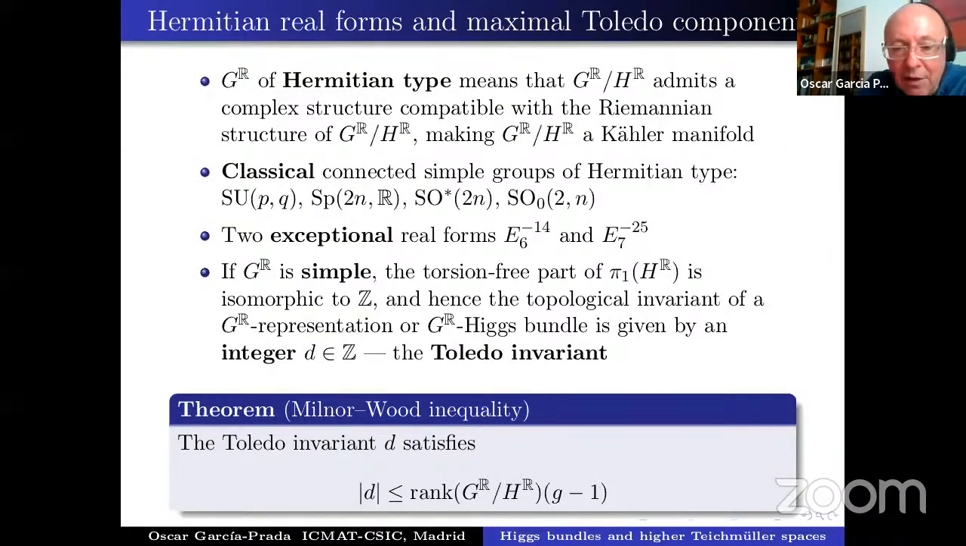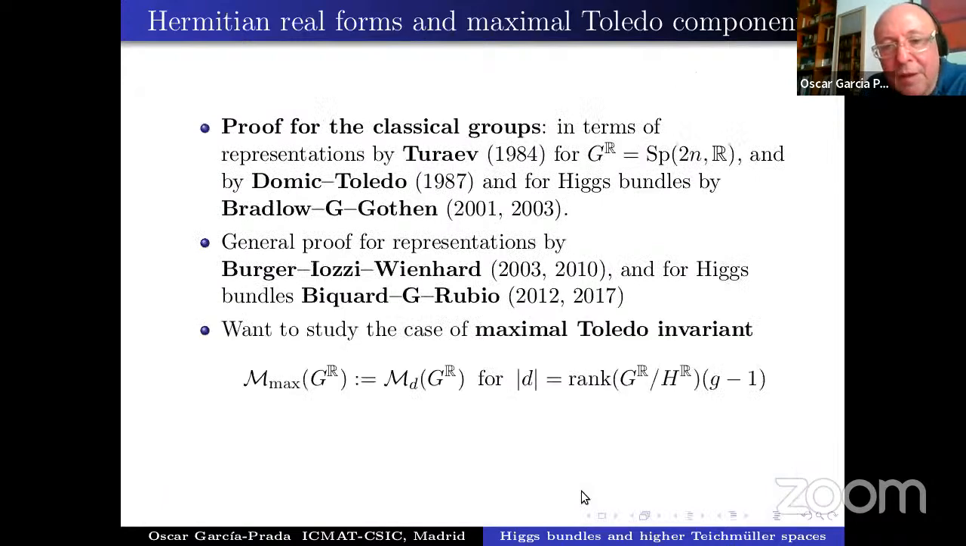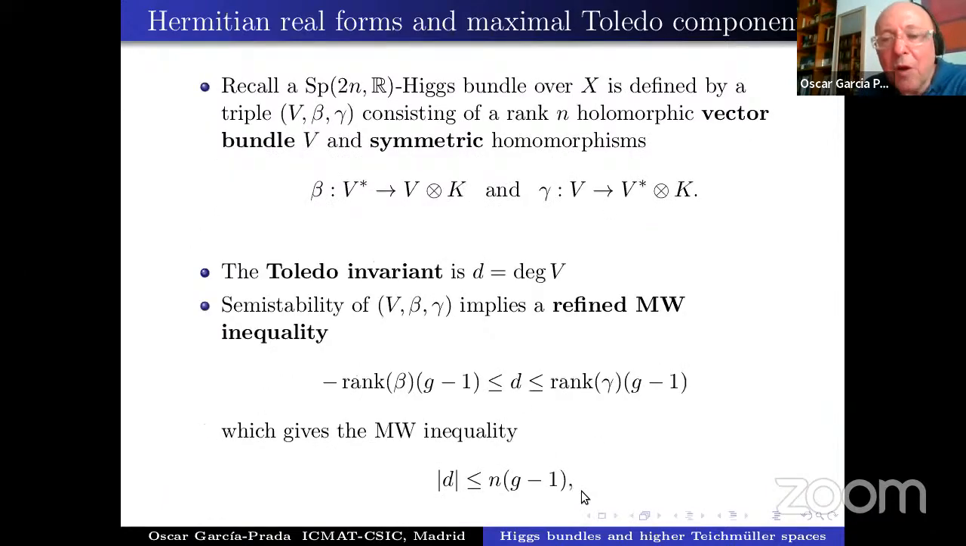And it's interesting that the proof of the Milnor-Wood inequality that I mentioned before involves the rank of the symmetric space and genus minus 1. Actually, the Higgs bundle point of view is somehow more powerful than the representation point of view, because it gives you a refined inequality: you obtain a finer inequality for the Toledo invariant, involving, in this particular case, the rank of beta, an n by n square matrix, and the rank of gamma. Of course, the maximal value of the rank is n, and that's why we get the Milnor-Wood inequality. But we have this more refined inequality.